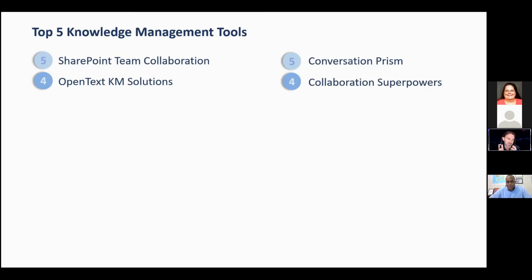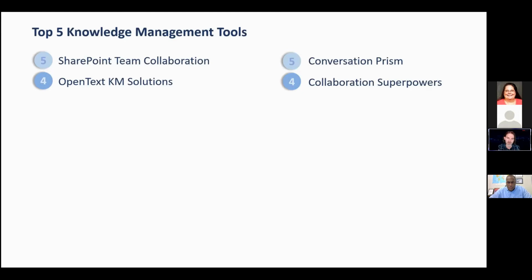So what I ended up going with was I thought, well, what size of client? What are the most popular KM technology needs? What I ended up going with is these top 5 are sort of the top 5 technologies or lists that I find myself going back to over and over and over again. So I use that Conversation Prism a lot. I use Collaboration Superpowers even more.